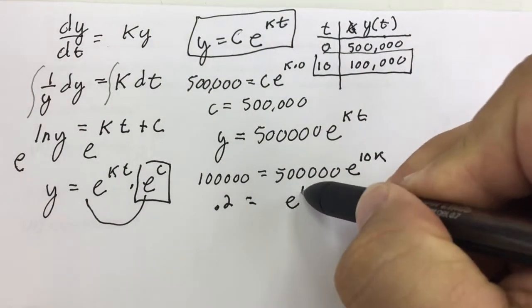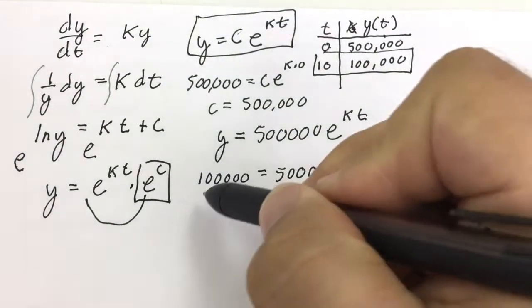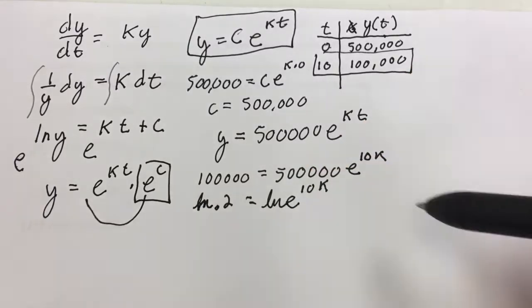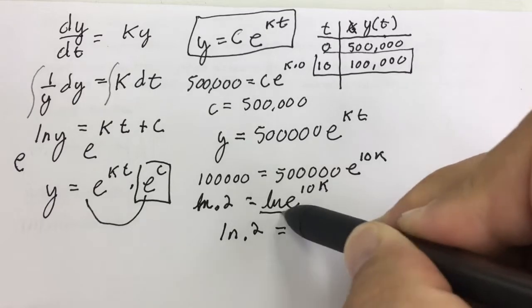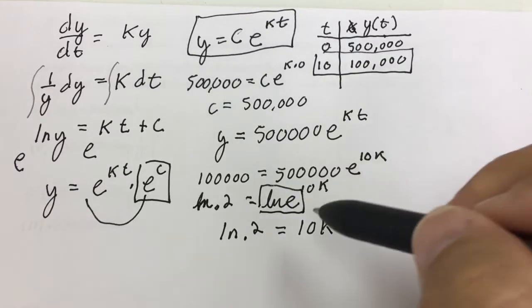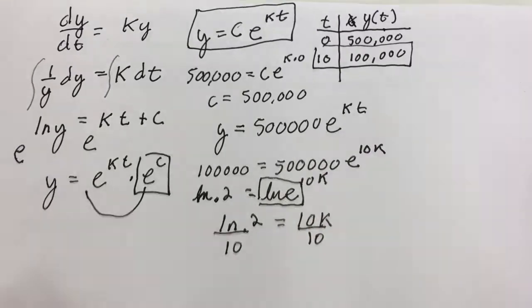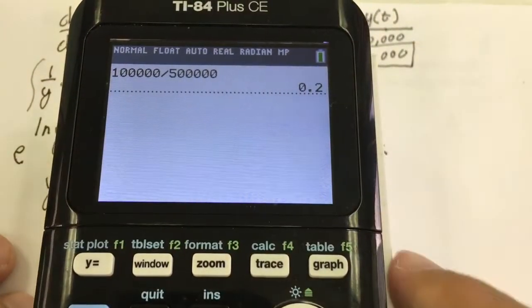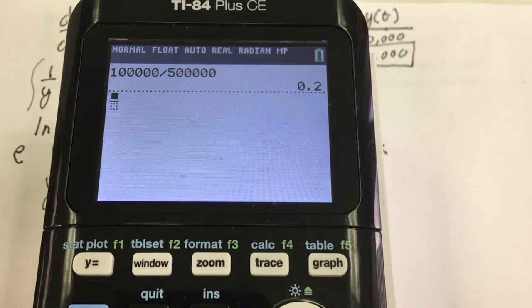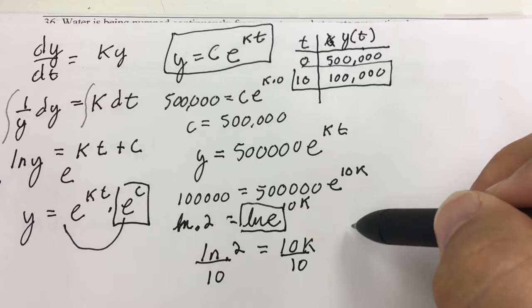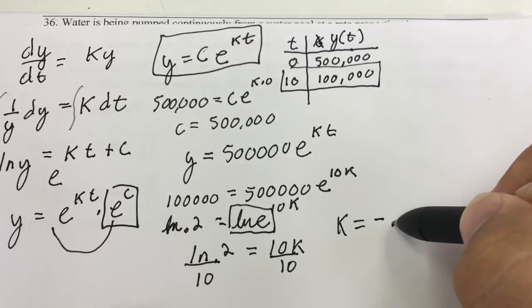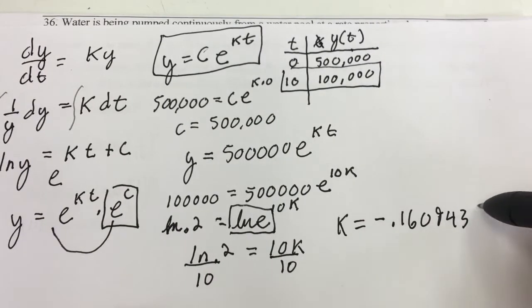Equals e to the 10k. Now I ln both sides. And that's going to give me ln of 0.2 equals 10k. So the ln of e cancels out. Solving for k, I divide both sides by 10. So this is going to give me my k. So ln of 0.2 over 10. K equals negative 0.1609437912, as far out as I can write it.